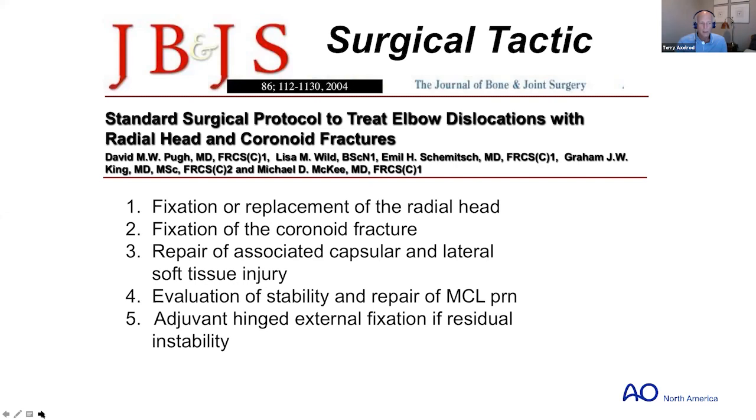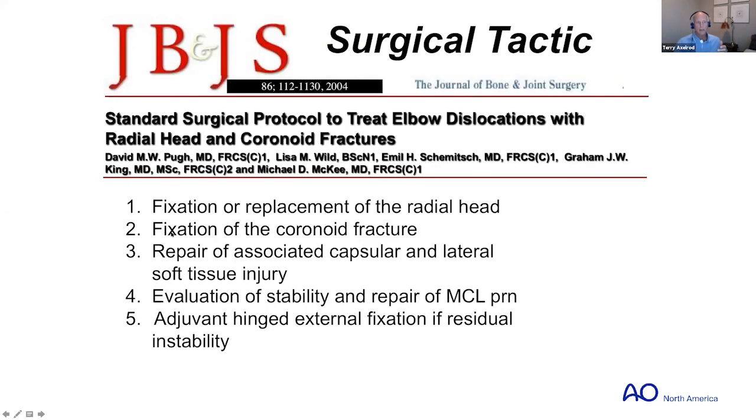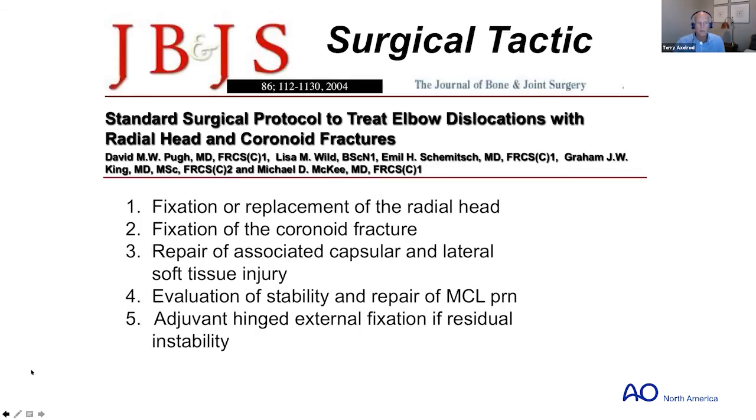But what we actually do in real life is a little bit different than that. So the first thing we do is we don't actually fix or replace the radial head as step 1. What we actually do is look at it and say, I'm going to fix this or I'm not. And if you're not going to fix it, you're going to take it out and make sure you get all the fragments, and you're going to prep the proximal radius for the arthroplasty, but you're not going to put the arthroplasty in. So you're only going to do half of step 1.